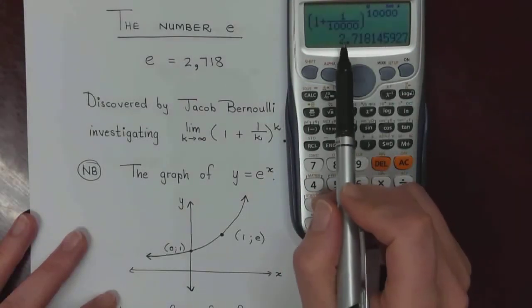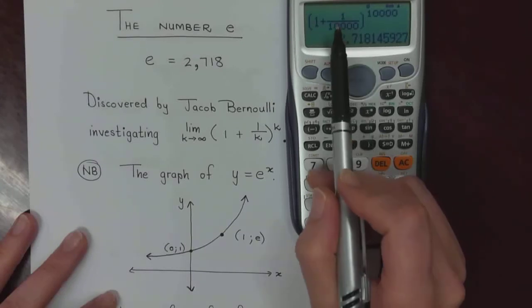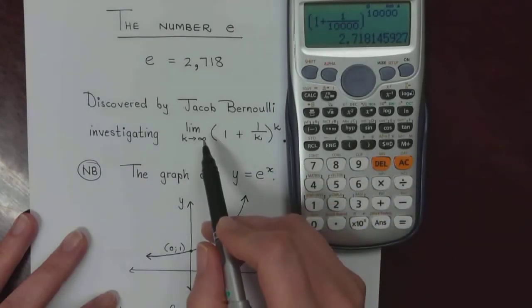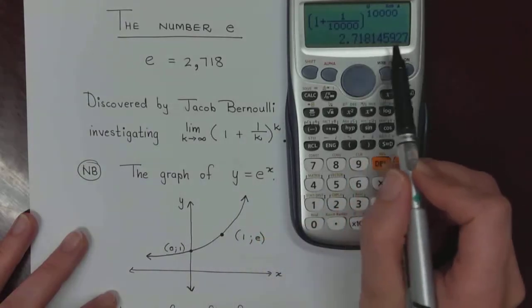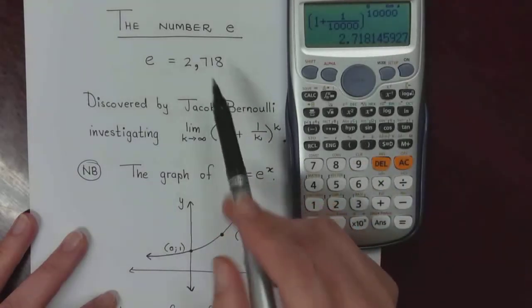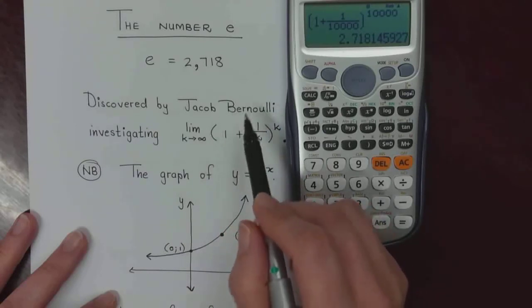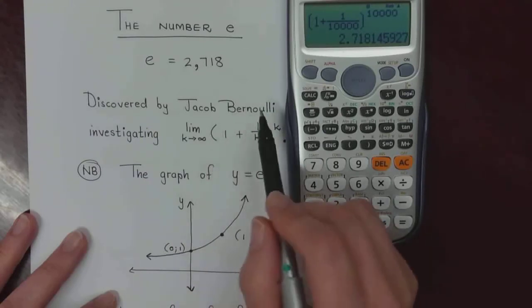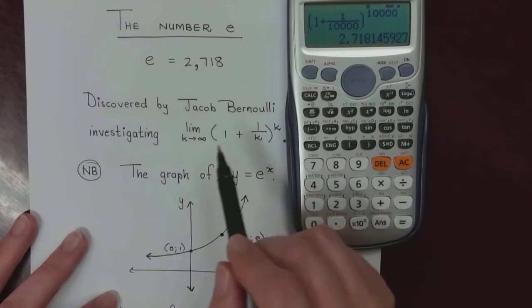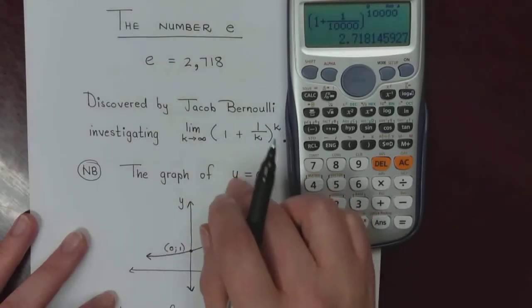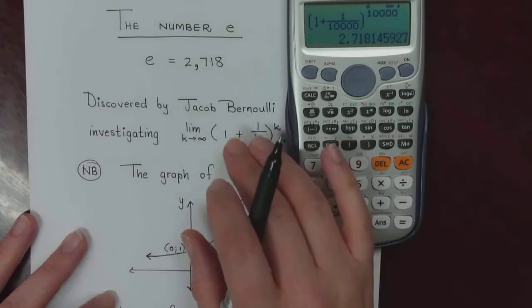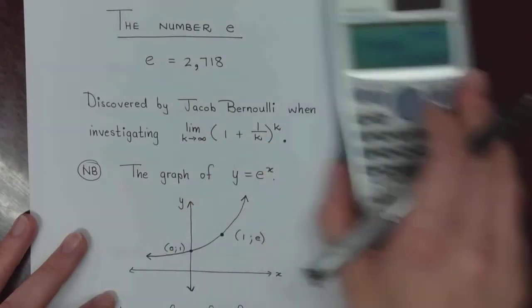Look at that, 2.718. So the bigger and bigger that value becomes, the closer it goes to infinity, the closer this goes to that e number. So this is how Jacob Bernoulli first found that number e, and later on it was used by another mathematician called Leonhard Euler, and he specifically used it in calculus. We're now going to look at why this was used in calculus.